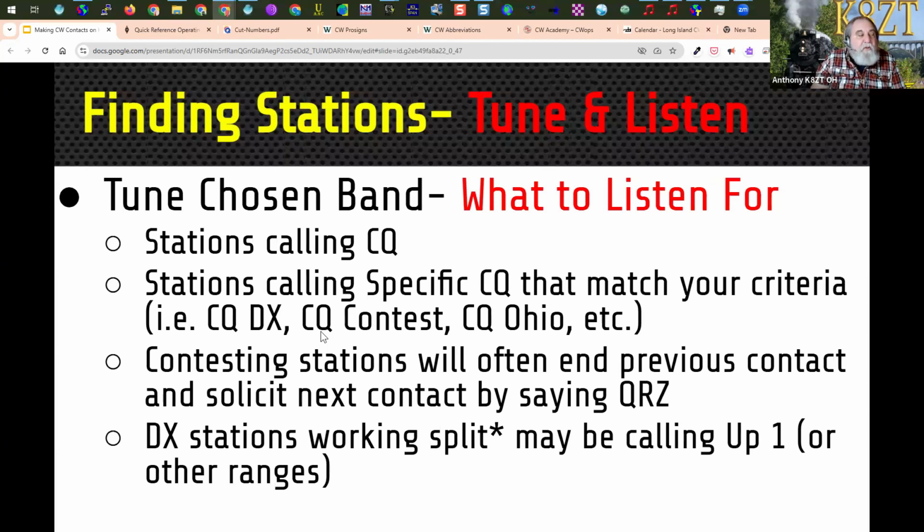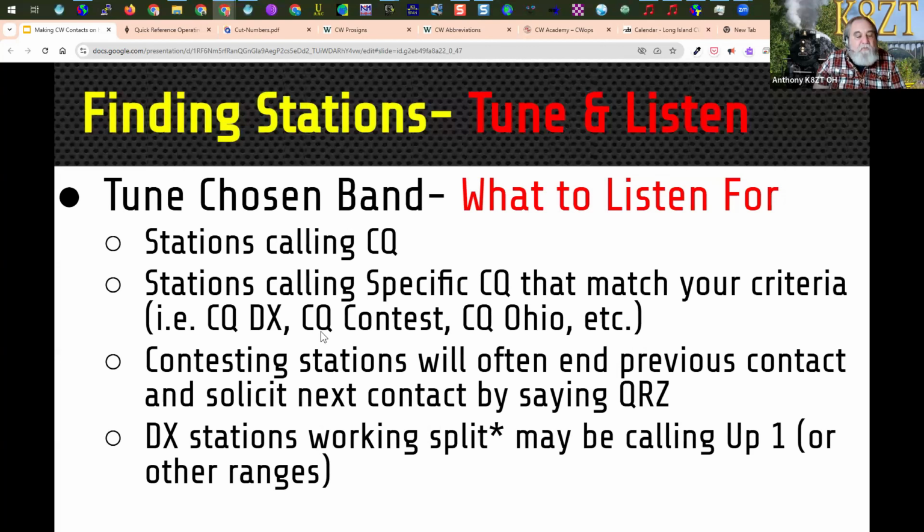DX stations may work split, and what that means is they will tell you, they might say 1 up. That means that they're starting 1 kilohertz up from where they're at, and they're listening at that point. So don't work them on this frequency they're transmitting on, work them on the frequency that they've asked you to split. So you need to know how to set the split operation on your radio. Very important thing to learn with both phone and CW. You need to be able to understand how to operate split.